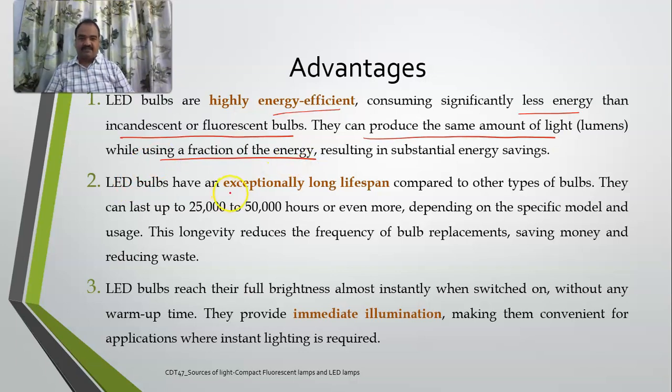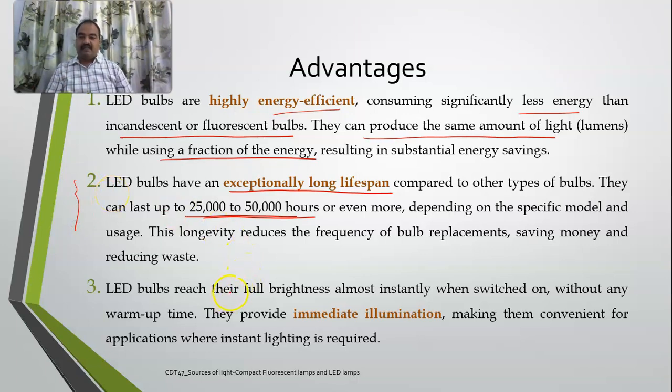The next one is they have an exceptionally long lifespan. Incandescent lamps have 1000 to 2000 hours. Fluorescents can have up to 20,000. Whereas LED bulbs are considered to have around 25,000 to 50,000 hours of lifetime, and even more, depending upon the usage. This very long lifespan reduces the frequency of bulb replacements, so it saves us money and reduces waste. That's why they are considered to be very efficient.